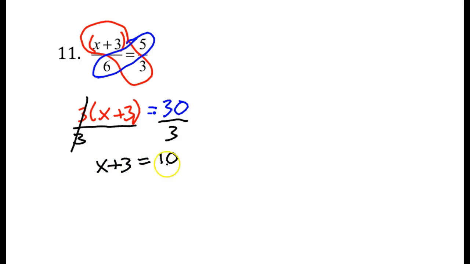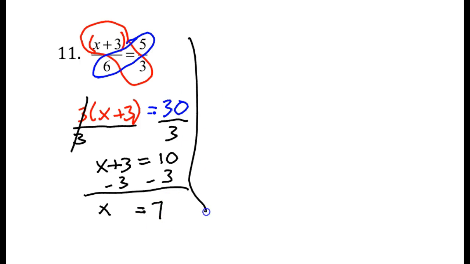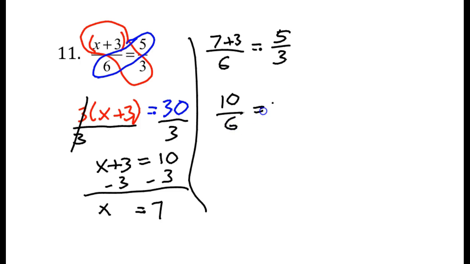So what plus 3 is 10? That would be 7. Subtract 3 on both sides. X equals 7. Okay, do a check. So does 7 plus 3 over 6, does that equal 5/3? Sure enough, we have 10 over 6, which reduces to 5/3 when you divide top and bottom by 2. That checks out.